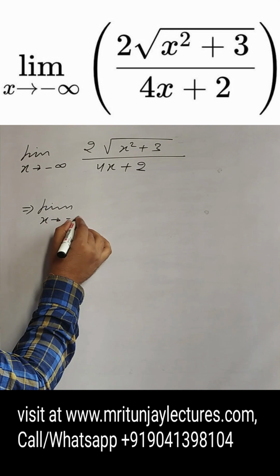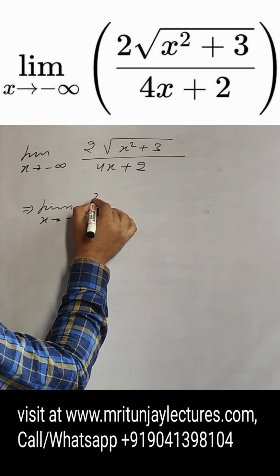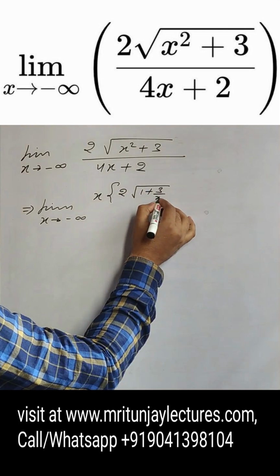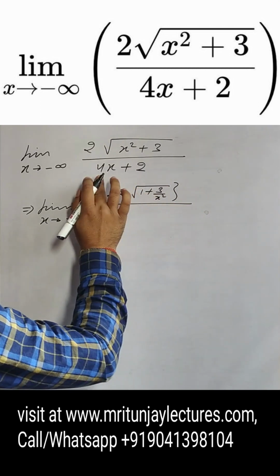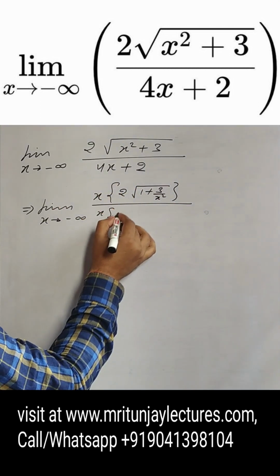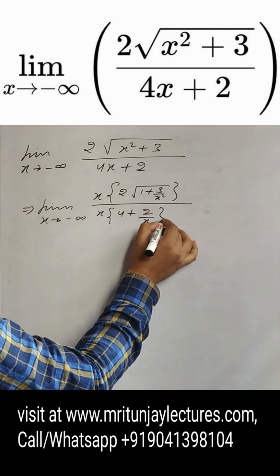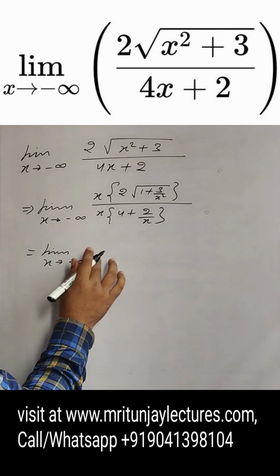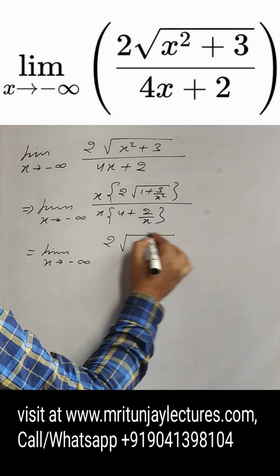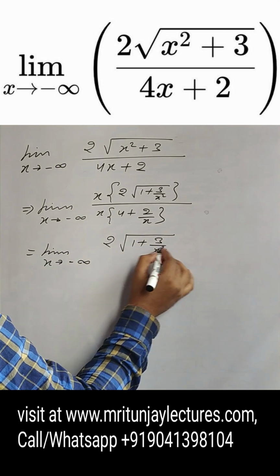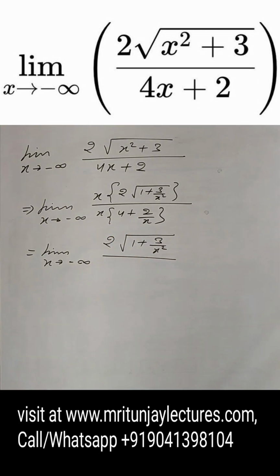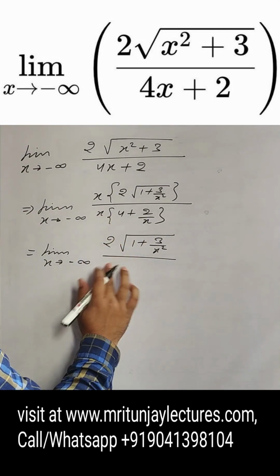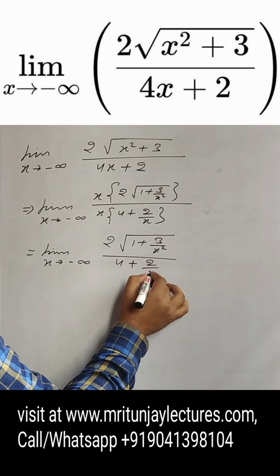Otherwise, if you take x common, then we get 2 under root of (1 plus 3 upon x square), divided by x common, that is 4 plus 2 upon x. So finally, we put x tends to infinity here: 2 under root of (1 plus 3 upon x square) divided by, if 2 is common, or basically you can write now 4 plus 2 by x.